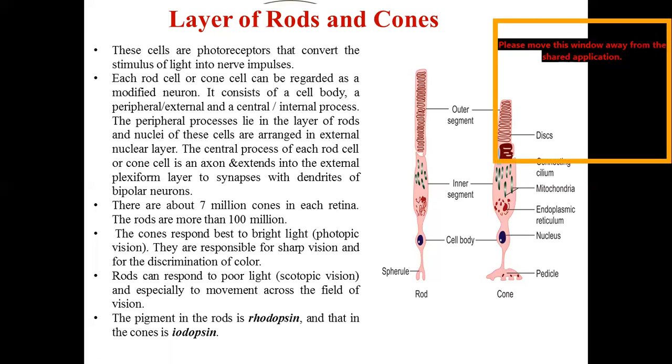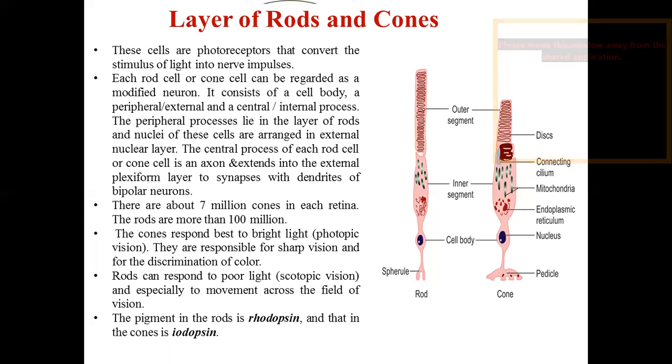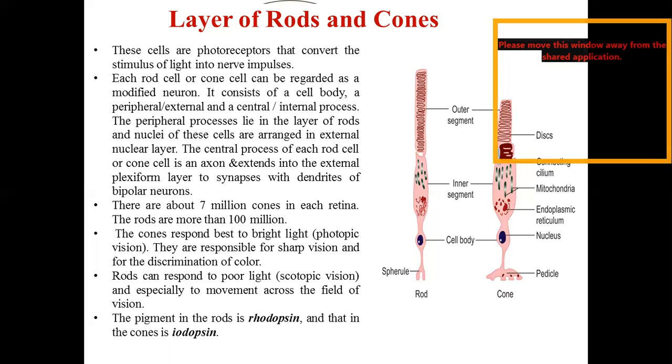There are about 7 million cones in retina and 100 million rods. So cones are less, rods are more. The cones respond best to bright light. So we have photopic vision and sharp vision by cones. That is to discriminate the colors. I told you the rods and cones are basically for color vision. So the cones respond to bright light and are responsible for discrimination of color.